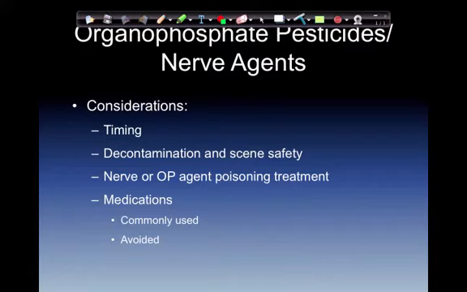Nerve agent poisoning treatment is going to be 2-PAM chloride and atropine. Supportive measures, and there's going to be a lot of supportive measures. The seizures that these individuals can have are impressive. Commonly used are atropine or pralidoxime, or 2-PAM.